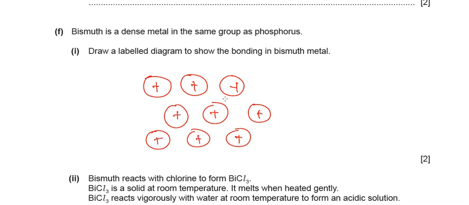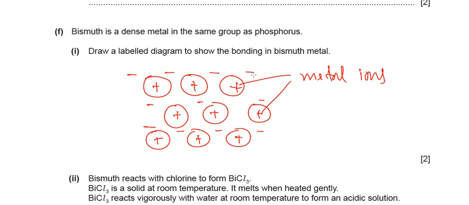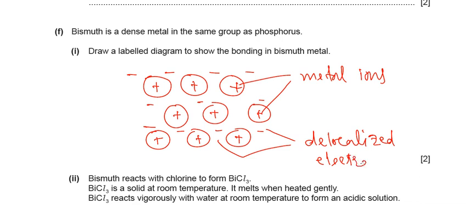So these are the metal ions, and then you have to show the electrons with simple dots. Now you have to label these as well: these are delocalized electrons. Hopefully when you make this structure and label it, you can easily get 2 of the marks.